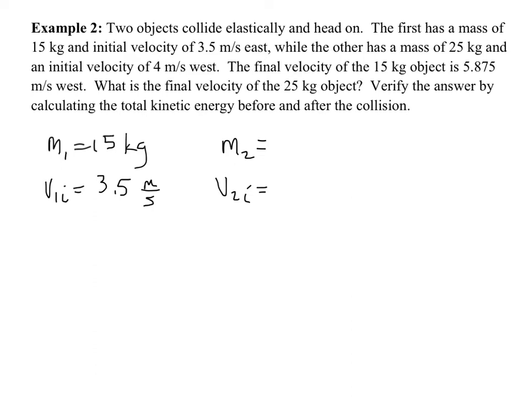So the second mass was 25. What would the second velocity be initially? -4. How come? But it's moving west. Yes. So let's demonstrate. Simple demonstration.